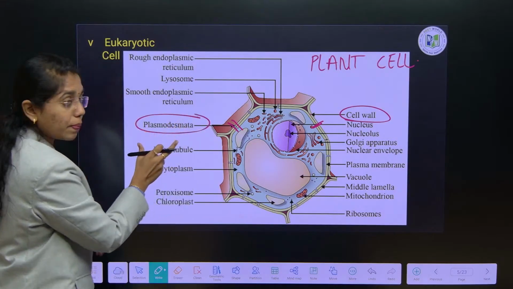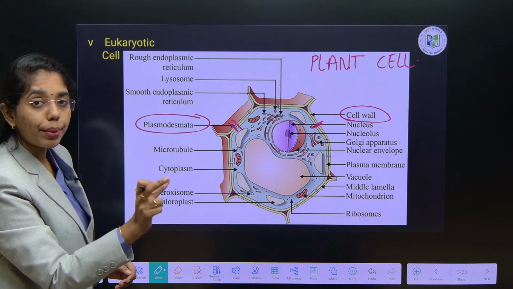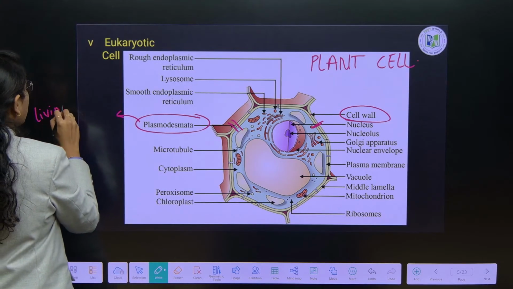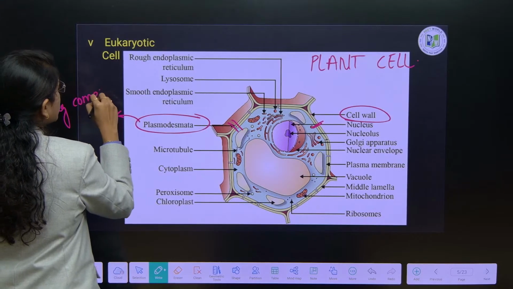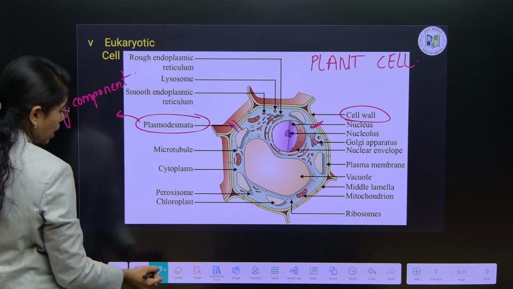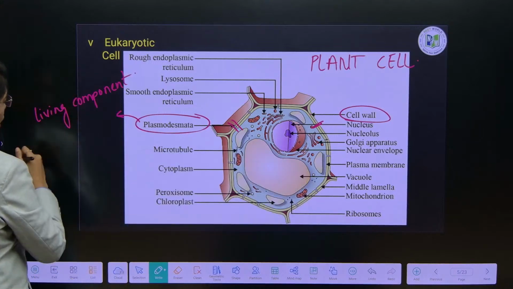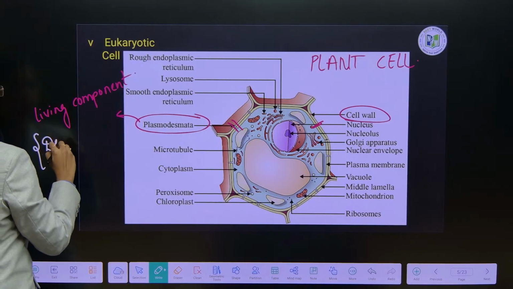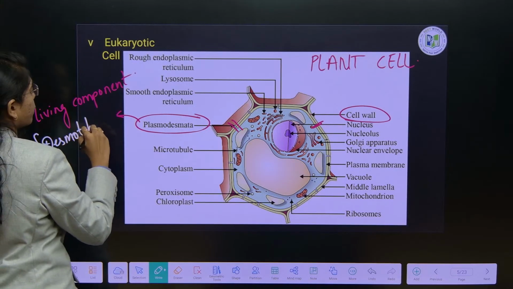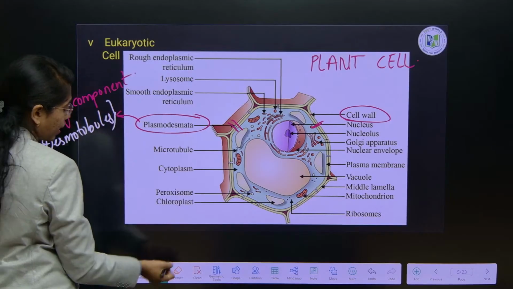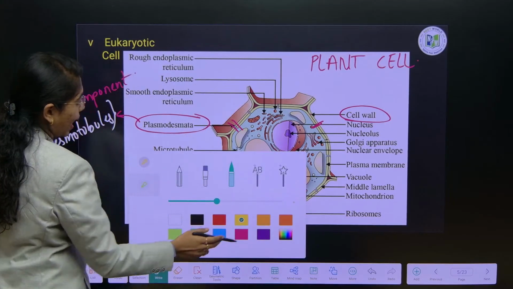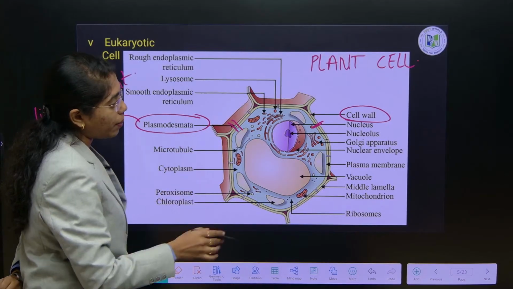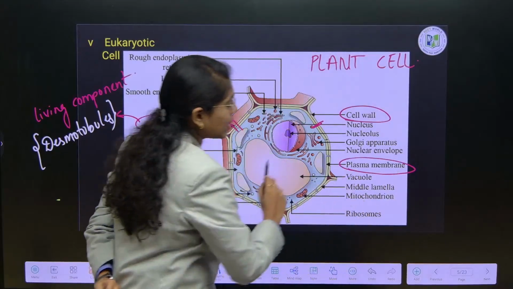This plasmodesmata is the only living component that is present in the dead cell wall. This plasmodesmata consists of desmotubules, made of desmotubulin proteins, which will connect and interact between two plant cells. And after the cell wall, the next limiting boundary is what? Plasma membrane. The plasma membrane is inner to the cell wall.